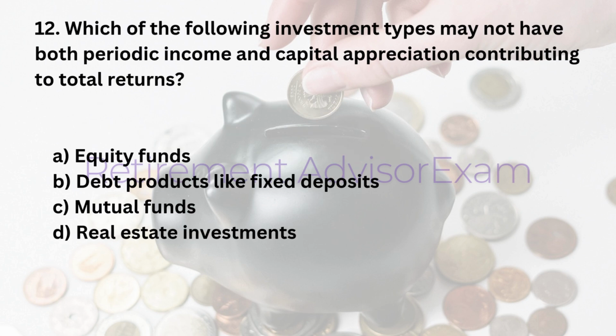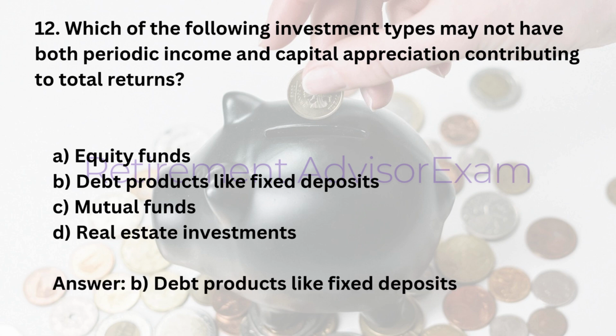12. Which of the following investment types may not have both periodic income and capital appreciation contributing to total returns? A. Equity funds. B. Debt products like fixed deposits. C. Mutual funds. D. Real estate investments. Answer: B. Debt products like fixed deposits.